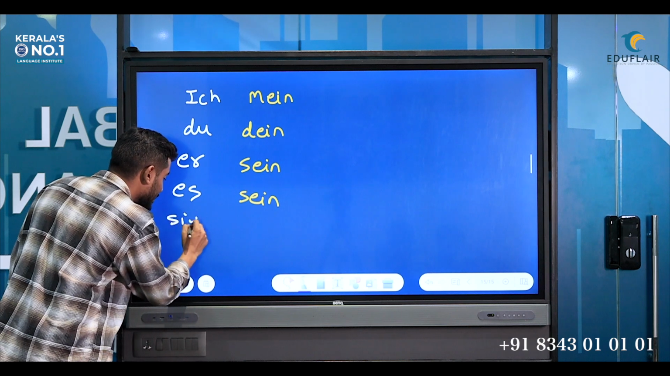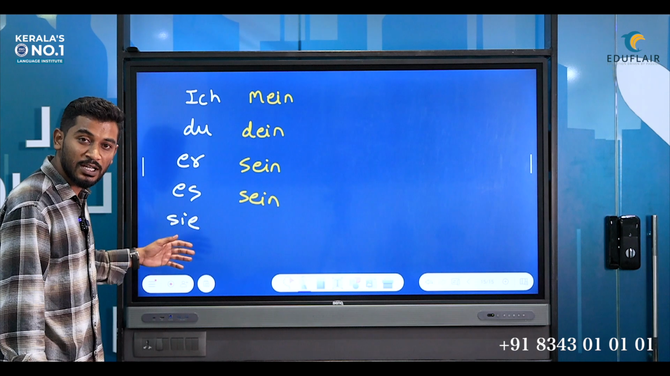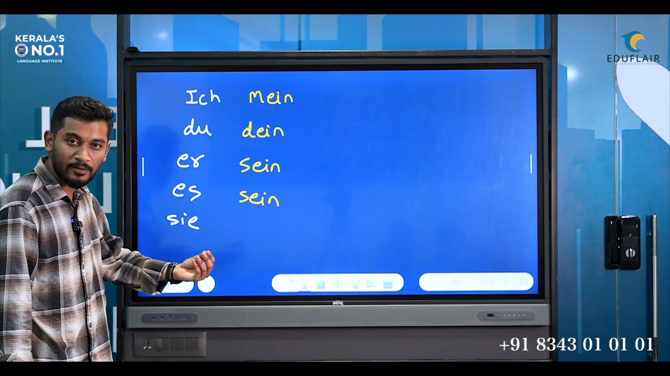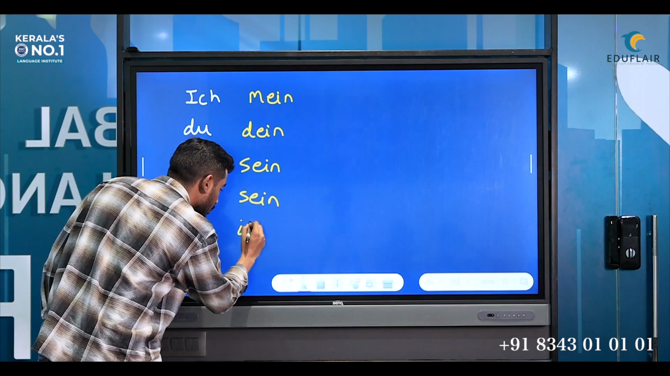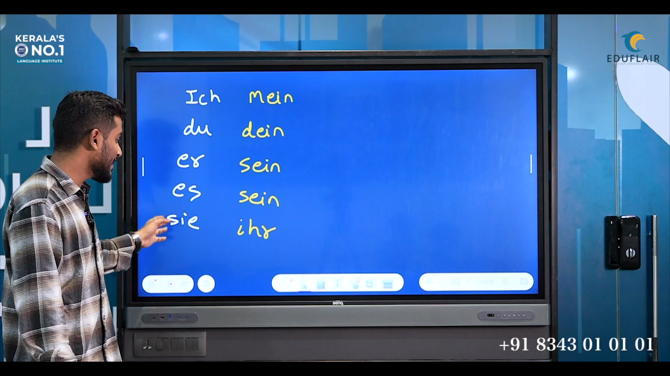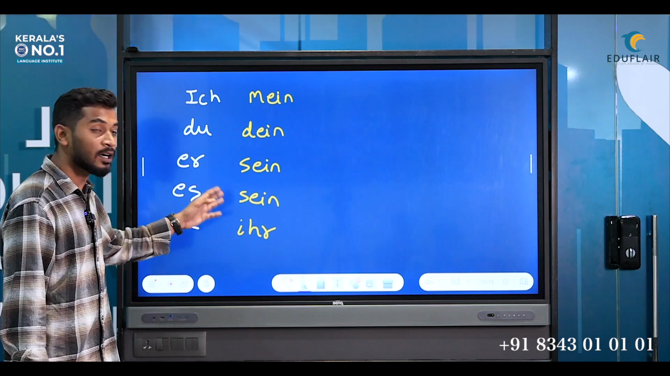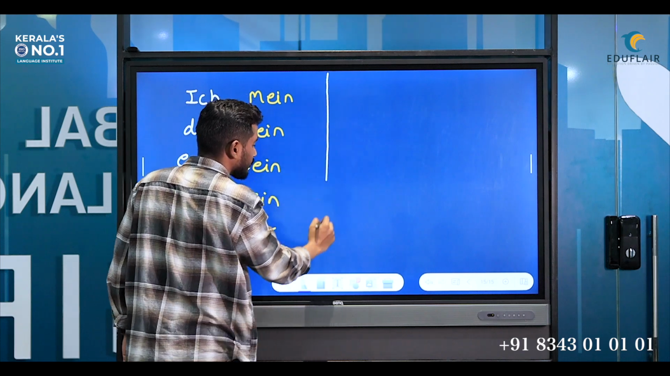Now let's discuss the next one, that is sie. Now what does this sie mean? It means she. Okay, so for she in English we use her. In German for sie we use ihr, which means her. Sie, ihr, she, her. Now let's move to the next set.